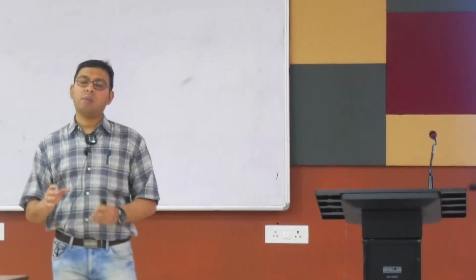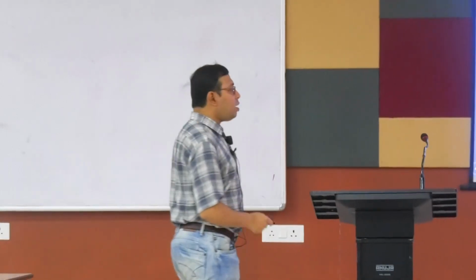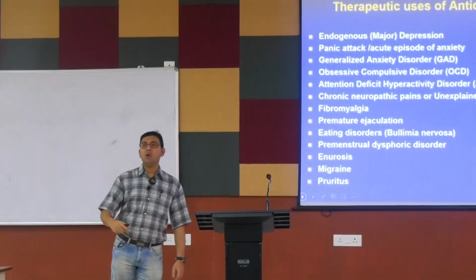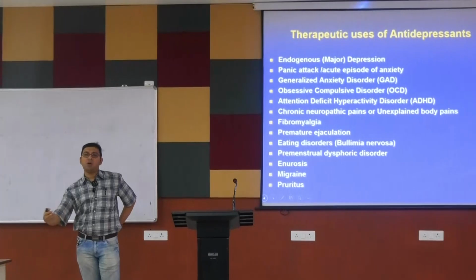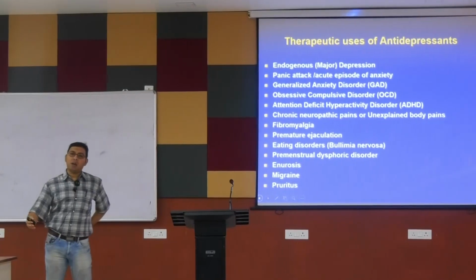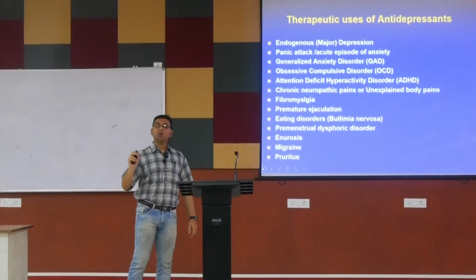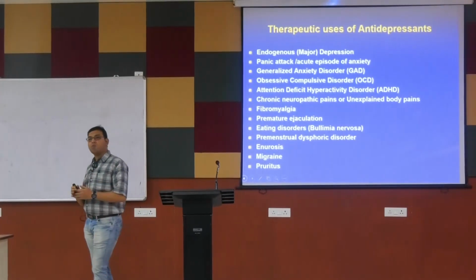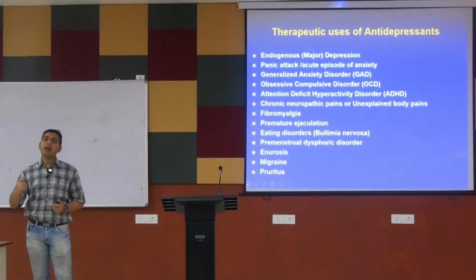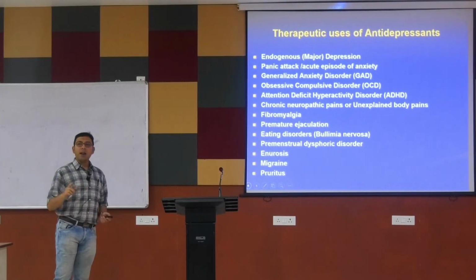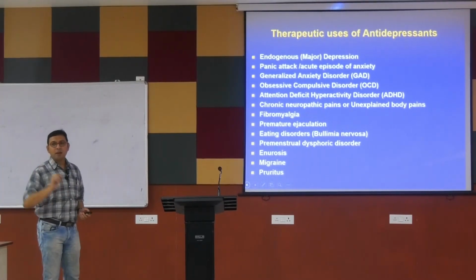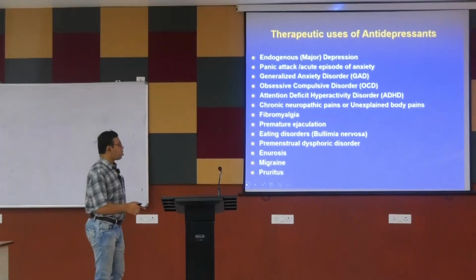Premenstrual dysphoric disorder is also common. Around menstruation, there may be some dysphoria, and we have to use different types of antidepressant drugs. Enuresis, meaning nocturnal micturition, is mostly seen in children, and imipramine is still used very commonly and very successfully for treatment of nocturnal enuresis. So for nocturnal enuresis, imipramine, which is a tricyclic antidepressant, is used.